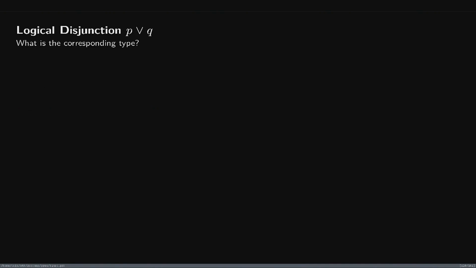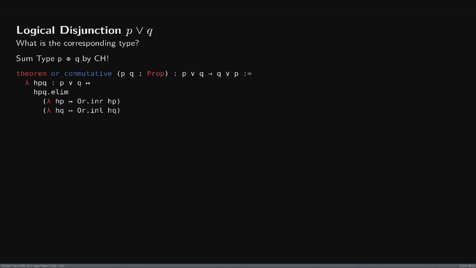How about logical disjunction? There's also a corresponding type we have seen so far, which is the sum type, because logical disjunction just means having a proof of either of them, and that's exactly what the sum type does. And we can also look at a proof of how the logical OR operator is commutative, so we once again need to construct this type, but here it's a little bit more involved.